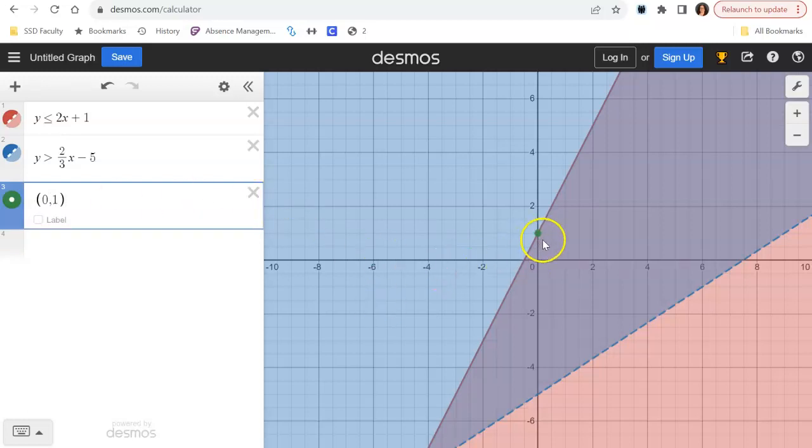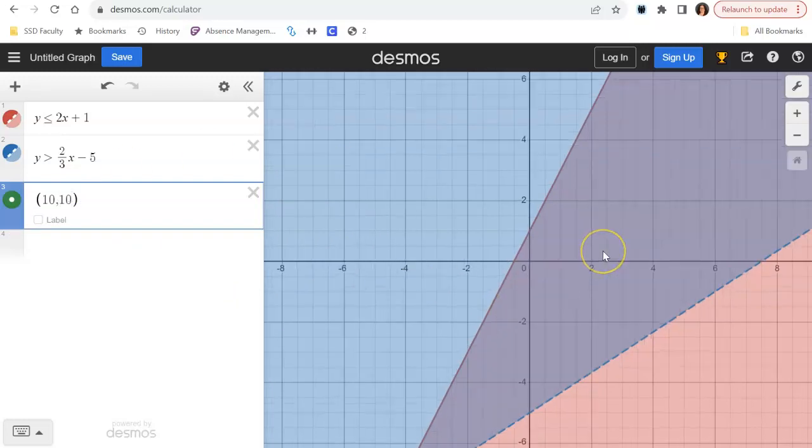It will plot that 0, 1. So 0, 1 is actually right on the line. And because it's on a solid line, I would choose yes. That would be a solution to the system. The next one I'm going to try is 7, 5, 0. I see that's also on a line. But since this line is dashed, that means it's a boundary, but it doesn't include that point. So that would not be a solution.